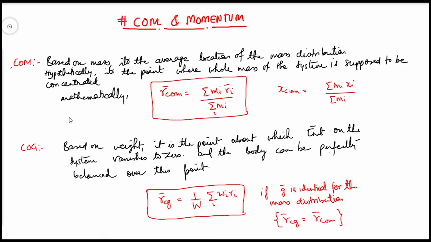Okay, so next topic is center of gravity. So first of all, center of mass is based on mass. This center of gravity is based on weight, so it is the point about which the net torque on the system vanishes to 0, and this net torque is coming, in general case, from the gravitation. Okay, so based on the weight, it is the point about which the net torque of the gravitation on the system vanishes to 0, and the body can be perfectly balanced over this point.